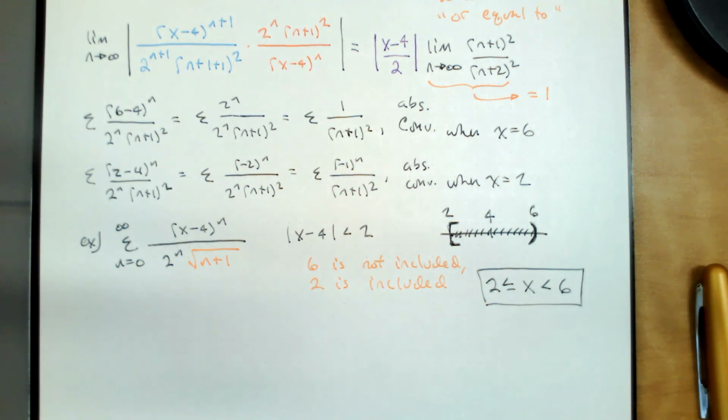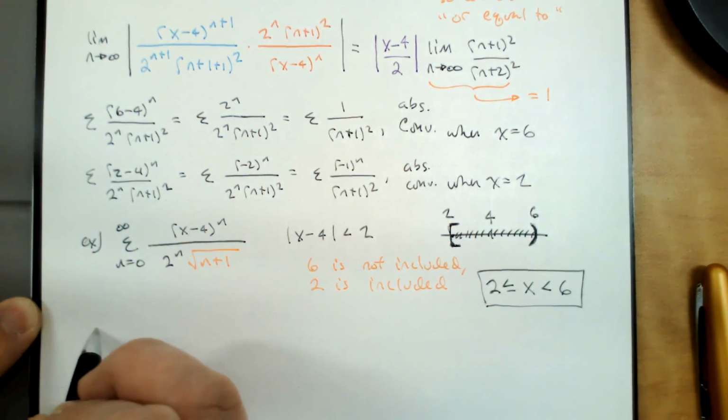At the 6 end of our interval of convergence, we plug 6 in, we get the series 1 over square root n, which diverges. Comparison with a p series, where p is equal to 1/2. On the 2 end of the interval of convergence, when I plug the 2 in, I get an alternating 1 over square root of n, which is conditionally convergent.